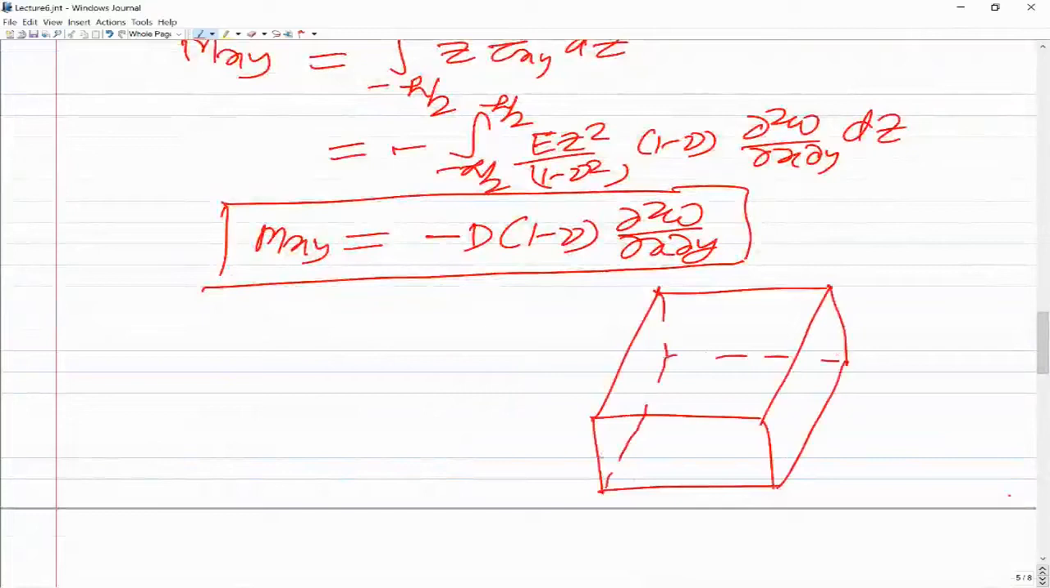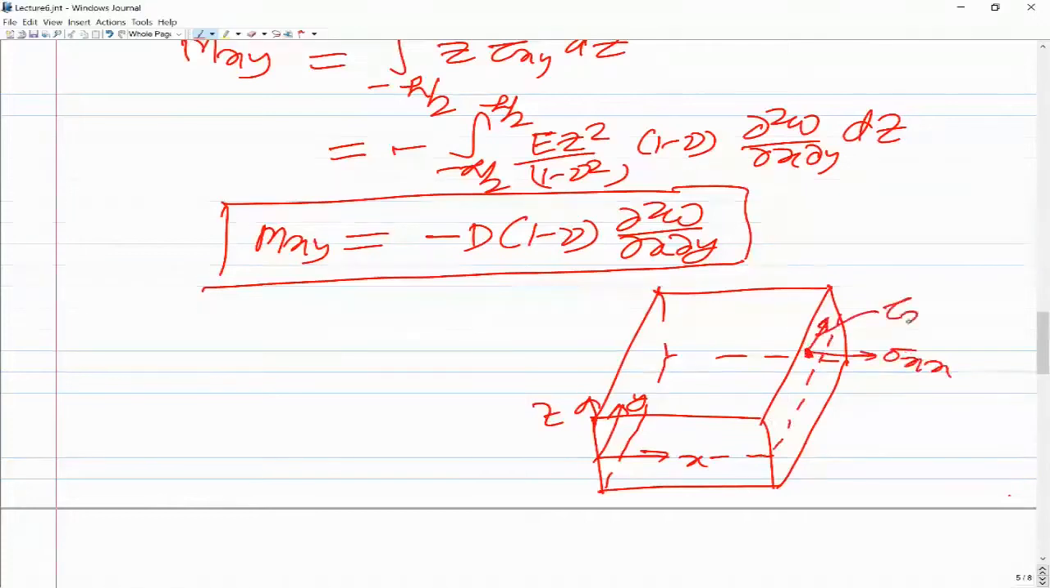So the coordinate axes are: this is x, this is y, and this is z. When you look at the x face, this will be the middle surface. If I take a small line here along the z direction, in this line the stresses would be sigma xx, because this has an outward normal along positive x, so sigma xx is along the positive x direction, and you will have tau xy, which would be along the positive y direction.